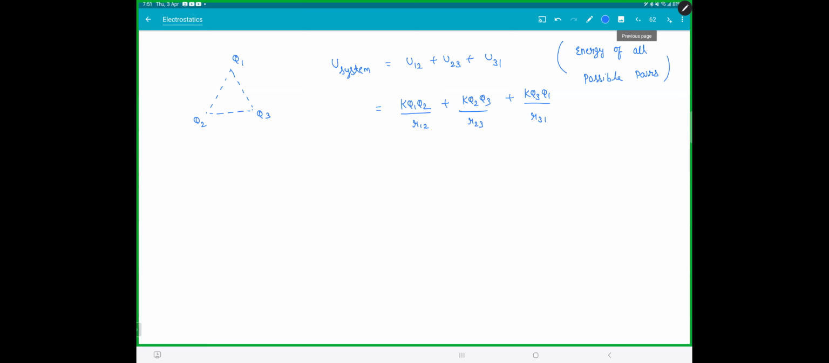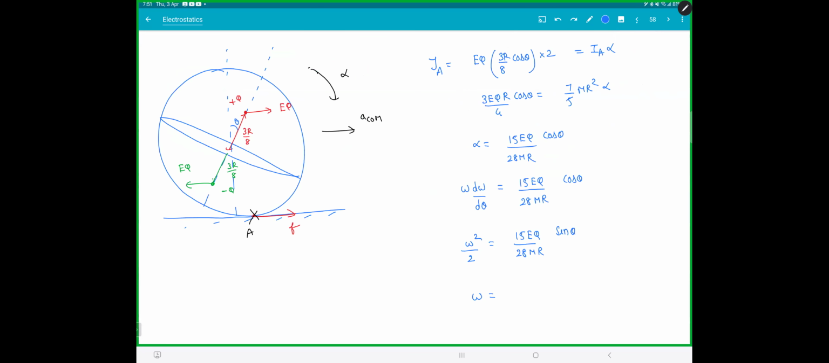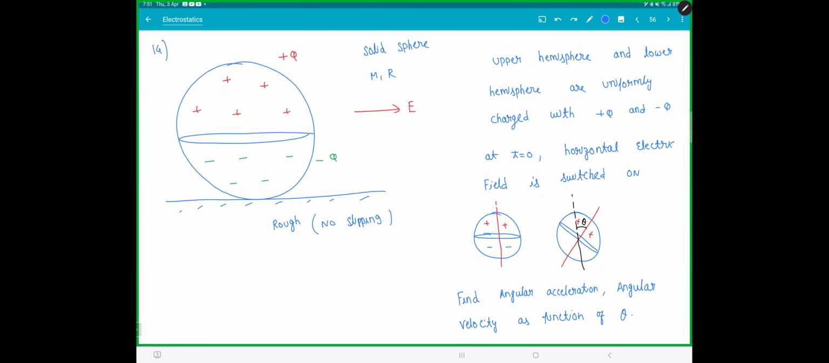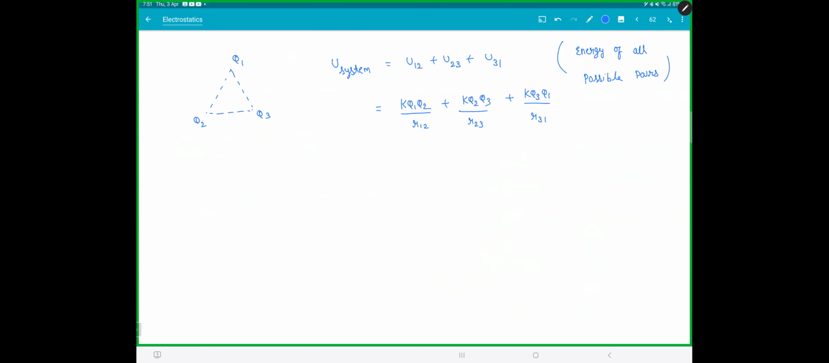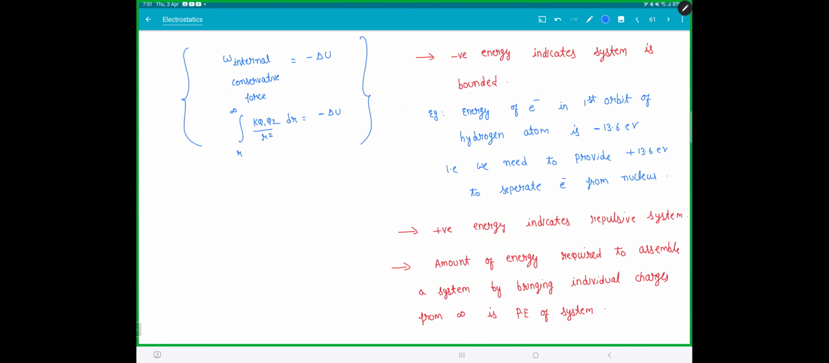There, that is the formula there for energy, kq1 q2 by r. Remember, force is kq1 q2 by r square. Field is kq by r square. Potential energy is kq1 q2 by r. Then we also have something called potential. We will see that later on.